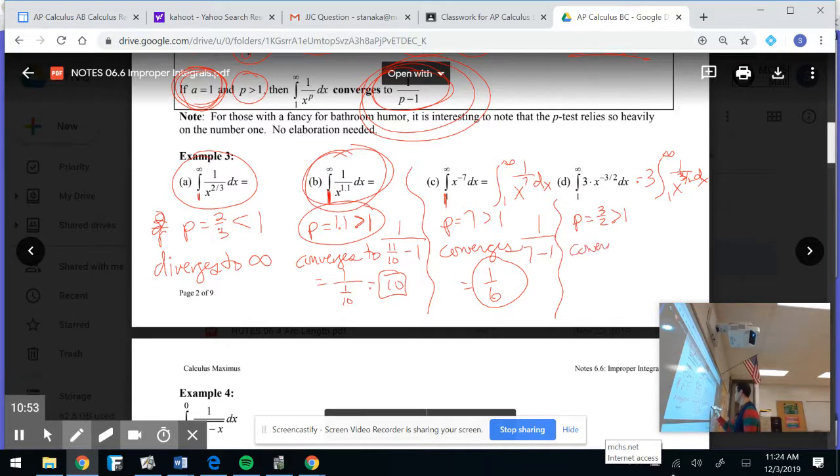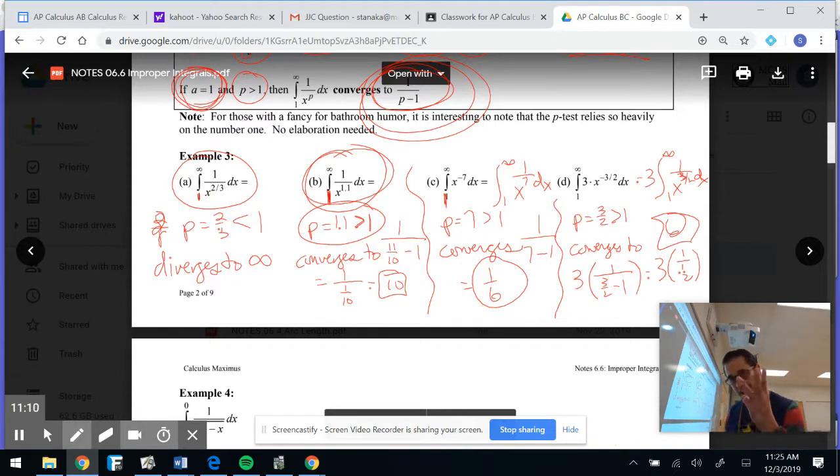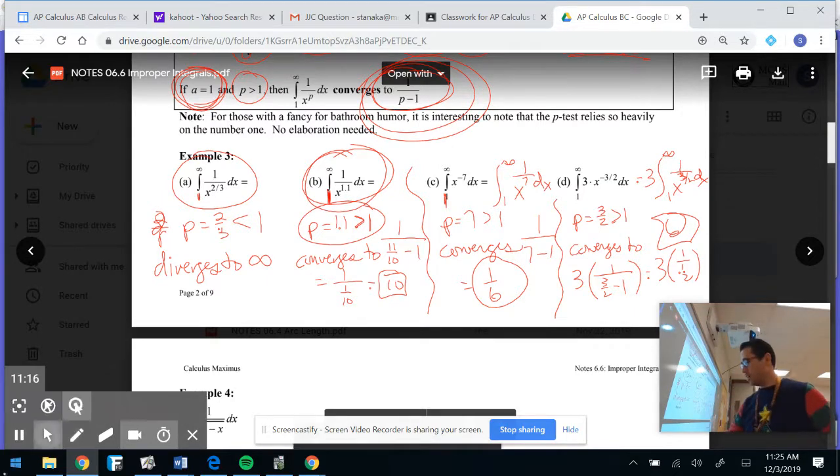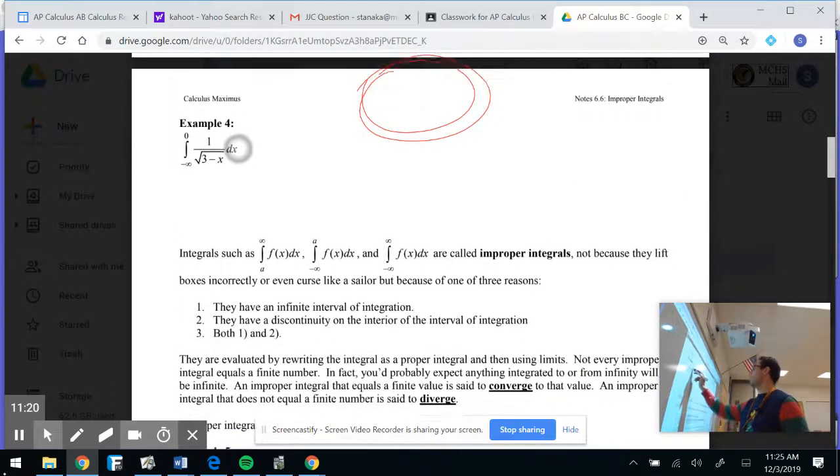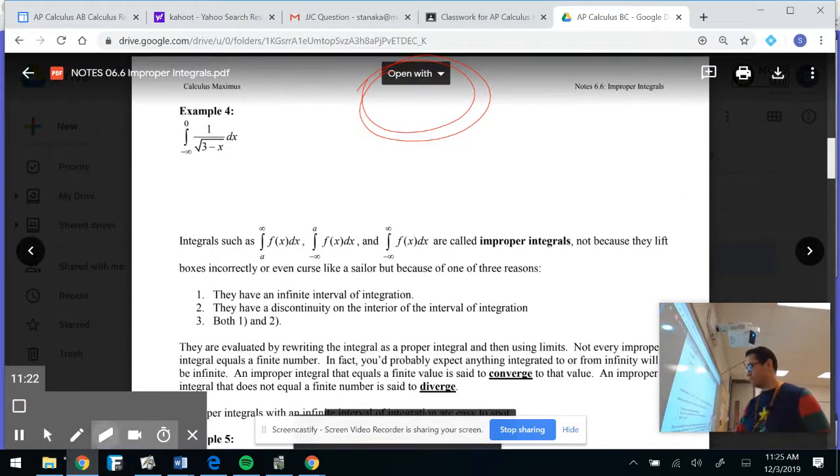Well, what does this converge to? It converges to the 3 that I brought out there, times 1 over 3/2 minus 1, which would be 3 times 1 over 1/2, which we all know is a 6. Six in Nihongo, Japanese. Okay, let's keep rolling, class. It looks like we're doing a great job here. If I'm going fast, please hit that pause button.